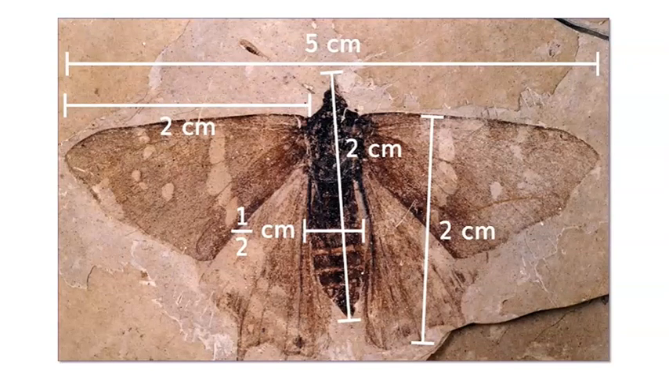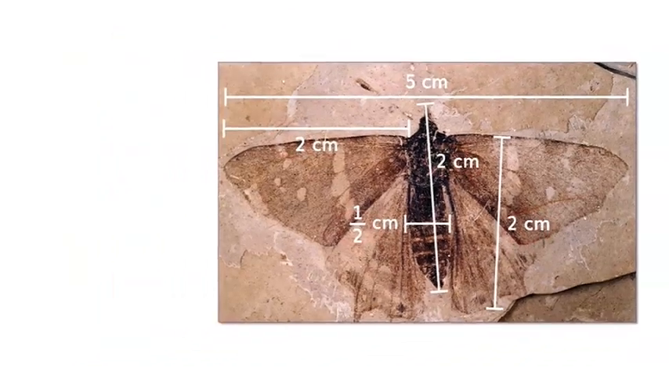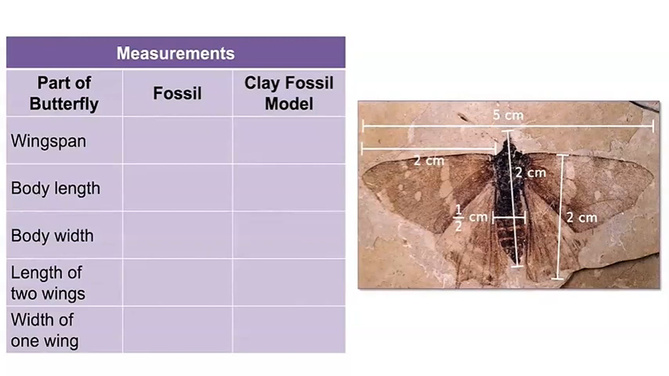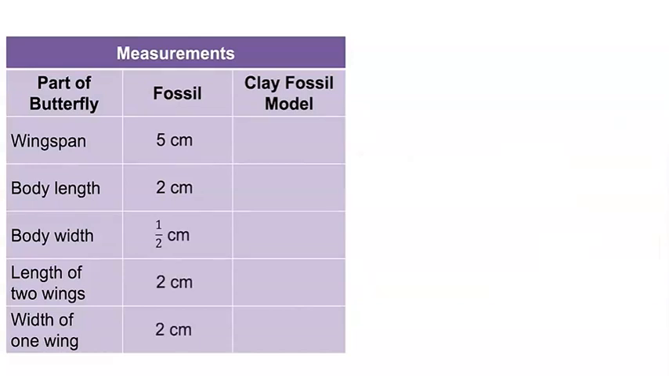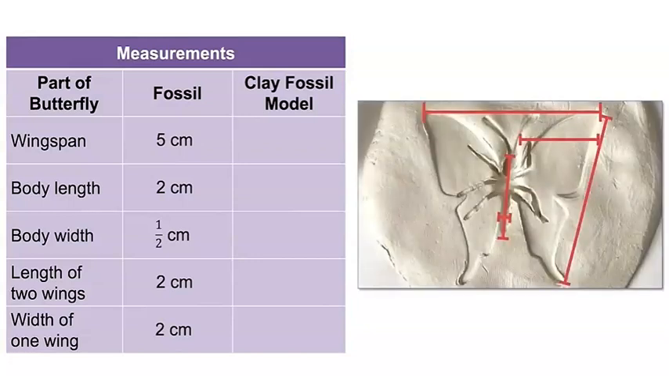Notice that all the measurements are in centimeters, which is a unit that scientists around the world use to measure length. Let's record the measurements of our real butterfly fossil in this table. As we measure the same parts of our clay fossil model, we will record those measurements as well. Then we can compare the measurements to help determine whether the same butterfly made our real fossil and our fossil model.